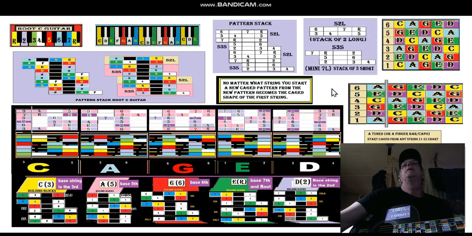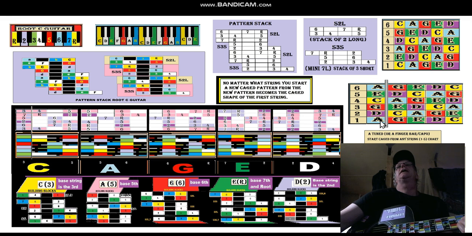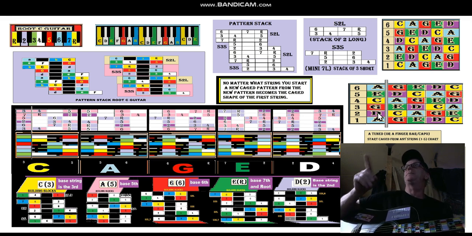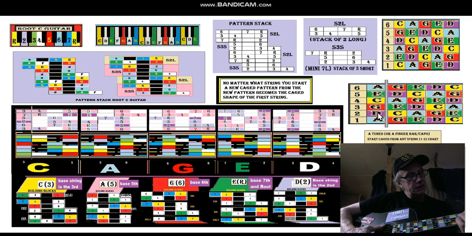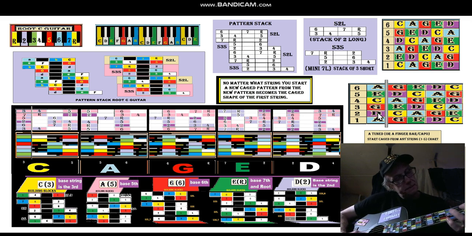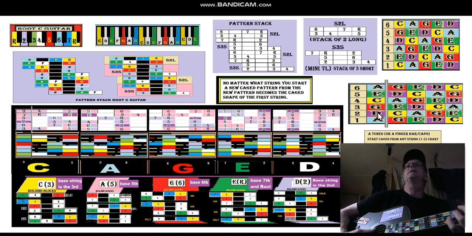Back to this. What it's saying is if I play an A-shaped D now, because A is the fifth of D, it's got to be an A shape. If I play an A-shaped D on the second string, the pentatonic scale goes like this. That is actually a D shape.